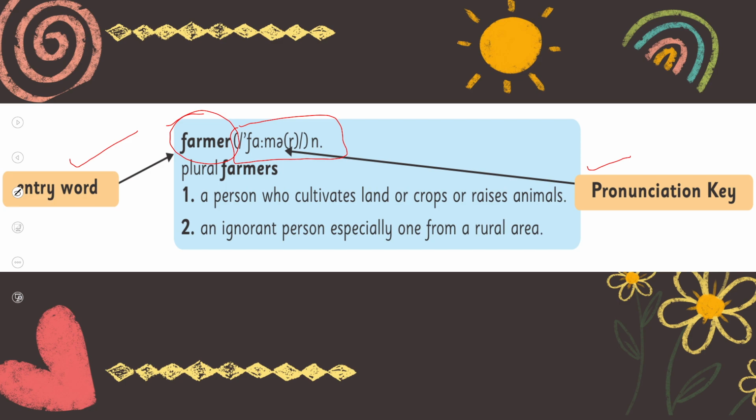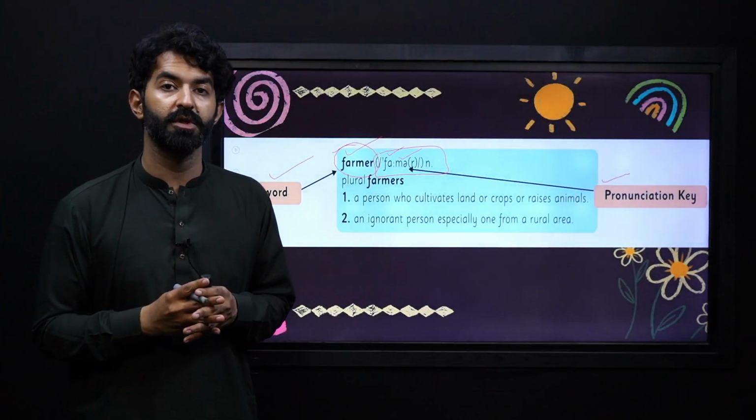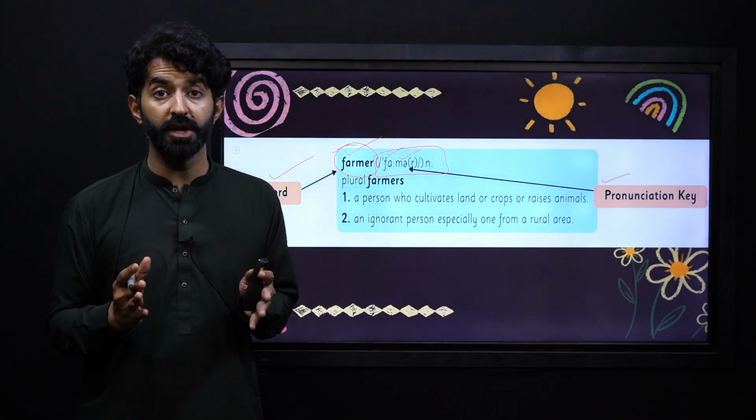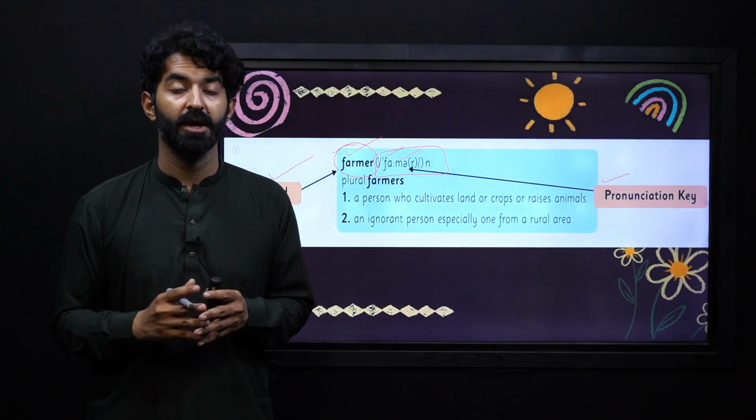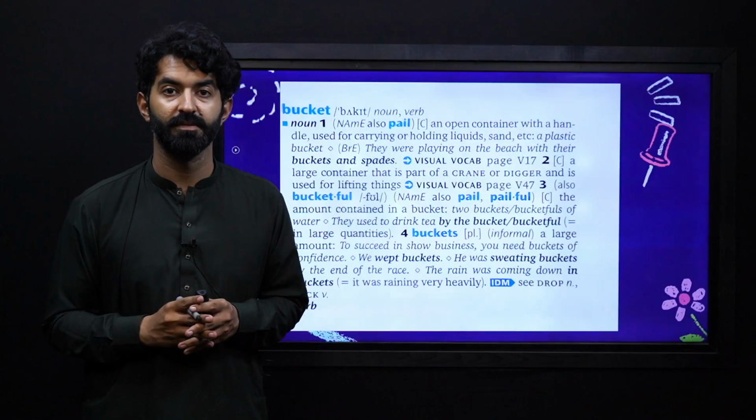By reading this, you can find out the pronunciation. For example, if you don't know how to pronounce farmer, you can see that it is pronounced as fa-mer. So farmer is easily pronounced, and we get familiar with the pronunciation by using the pronunciation key. It is as simple as it looks.